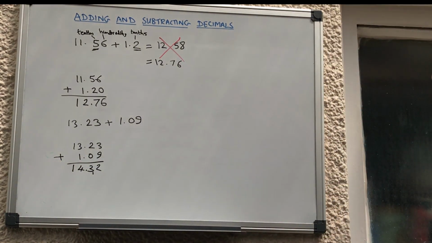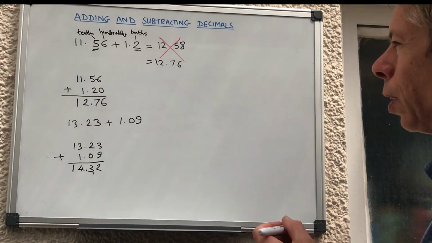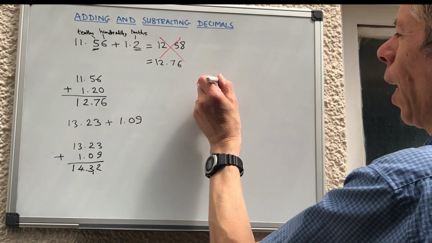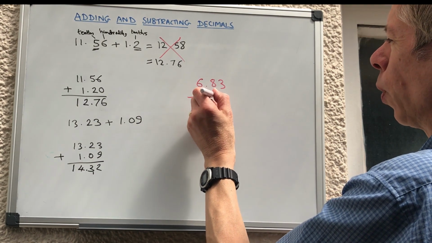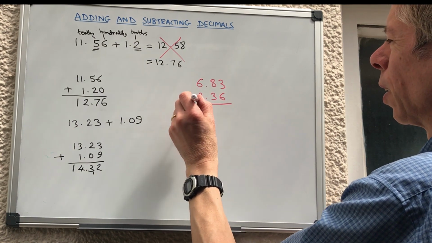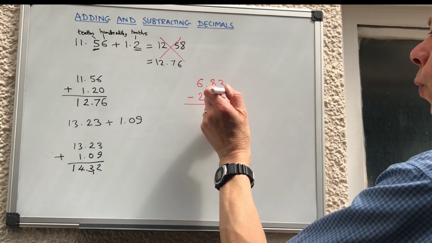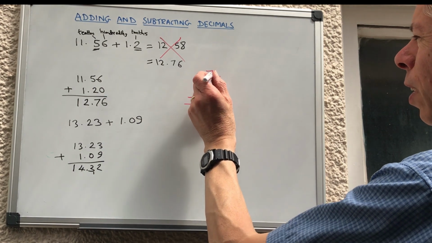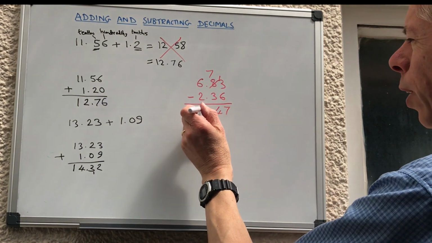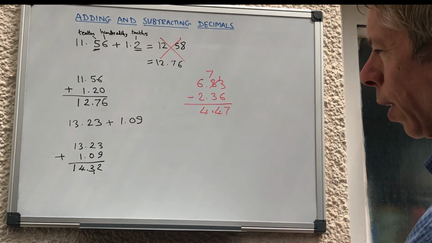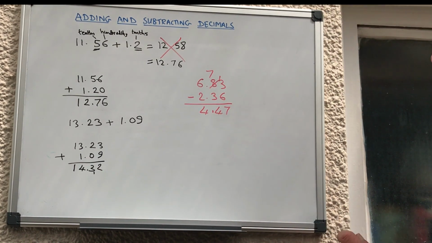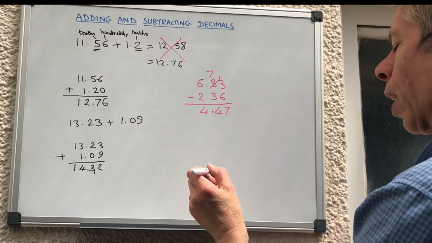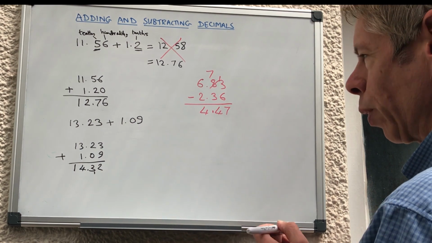So let's try some subtractions on the other side. So let's try 6.83 take away 2.36. Okay, so can't do 3 take away 6. So we're going to cross that one out, make that a 7. 13 take away 6 is 7. 7 take away 3 is 4. 6 take away 2 is 4. So that makes 4.47. If you're not familiar with column addition and column subtraction, you can see our column addition video and column subtraction video.